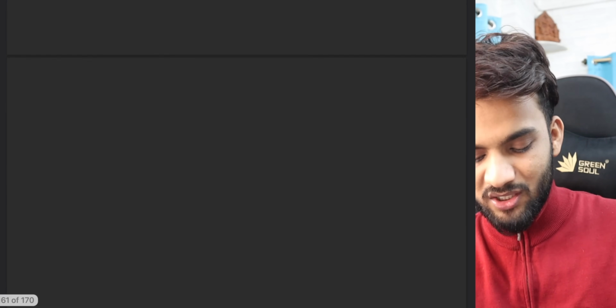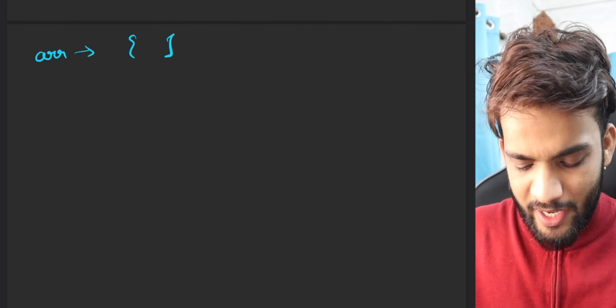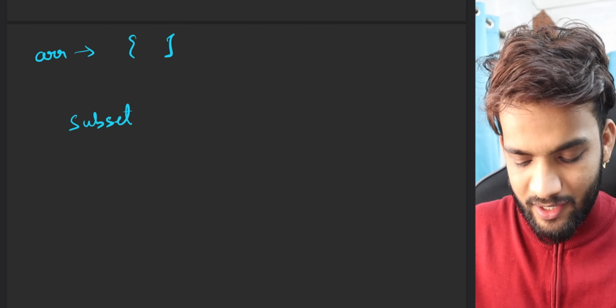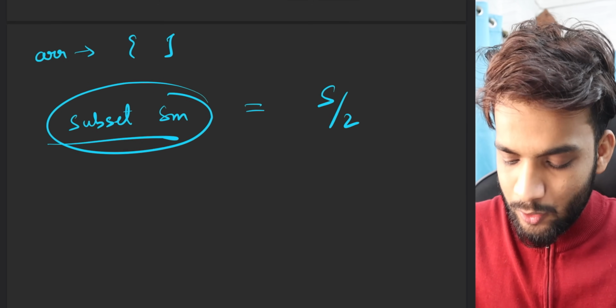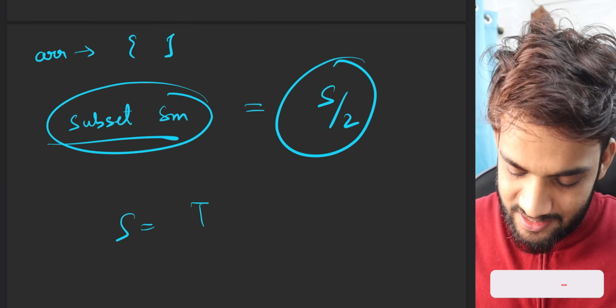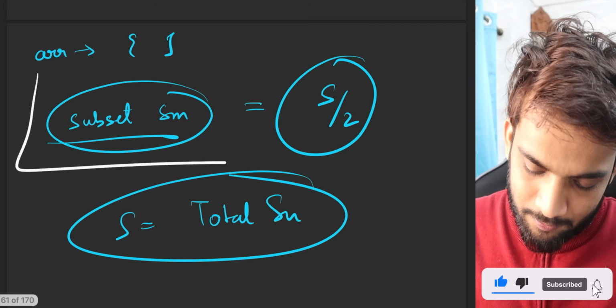So the question boils down to: given an array, check if we can have a subset or subsequence with a sum S by 2, where S is equal to the total sum. And where have we done this problem?